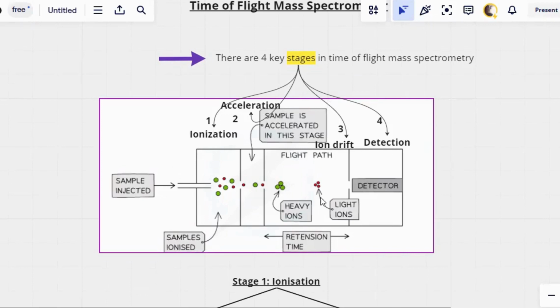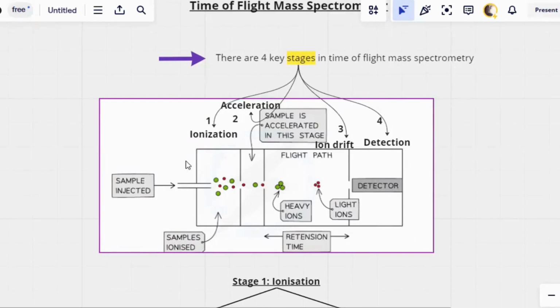So what happens in stage number 1, which is ionization? You can see this is the ionization stage. In this picture, the sample is injected and ionized over here. Samples are first ionized, then accelerated in stage 2, and then in stage 3, the ion drift, they are separated on the basis of their masses. The heavy and light ions are separated, and in the detector we can detect them. Let's discuss them in detail now.